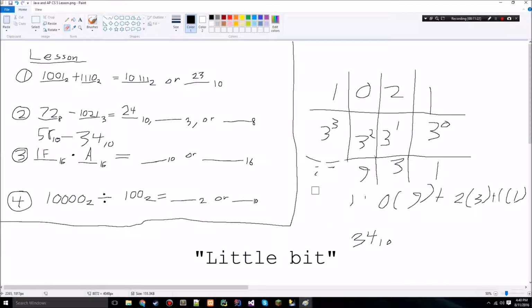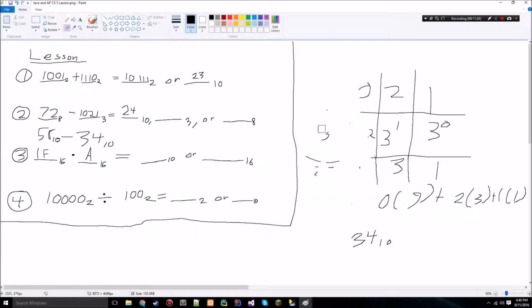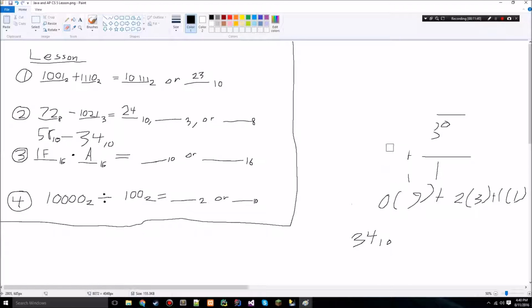This video might be a little bit long since we're converting into different bases for our answers, but most of the time you don't have to convert into multiple bases. You might just have to do base 10, in which case it's really short, or just a different base.